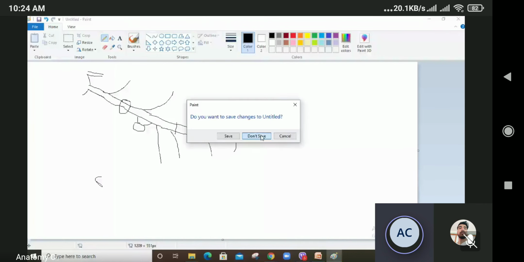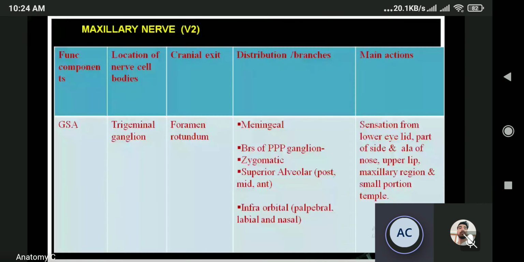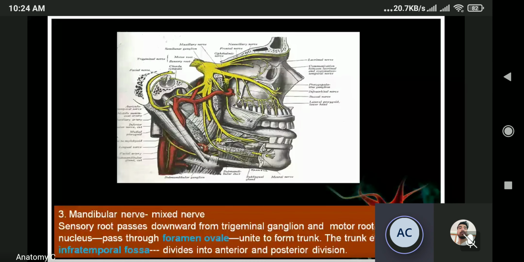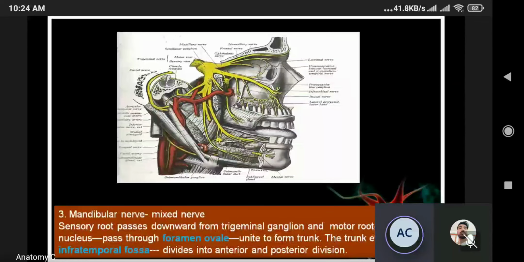The next one is the same thing. Now the next one is the mandibular nerve. The mandibular nerve is a mixed one. It has both a sensory component and a motor component. What will be the individual functional components of the mandibular nerve? As sensory, we have the general somatic afferent. As motor, we have the special visceral efferent.